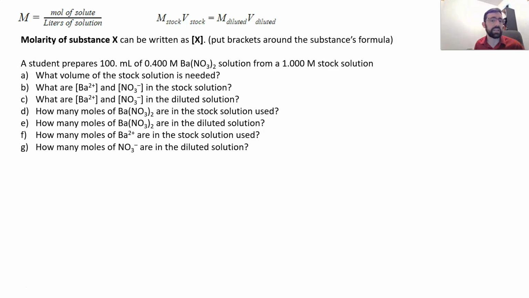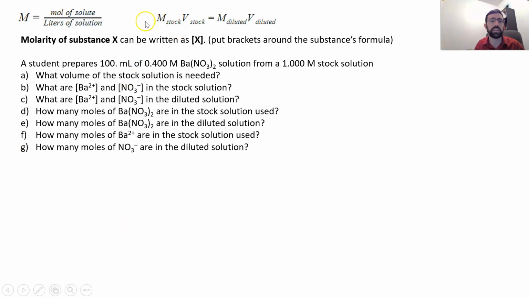All right. Keeping these equations in mind, we are going to do another example problem. A student prepares 100 milliliters of 0.400 molar barium nitrate solution from a 1.000 molar stock solution. So we know the molarity of the stock solution, we know the volume of the diluted solution, and the molarity of the diluted solution. What's the volume of the stock solution?